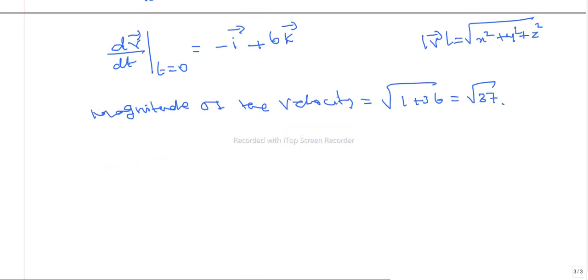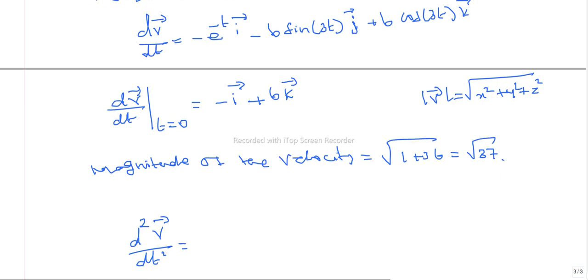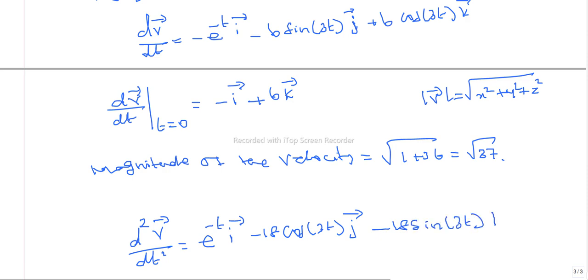Next, we have to find the acceleration. Acceleration is nothing but you have to differentiate again. So that is d square r vector by dt square. Already we know what this is, so again you have to differentiate. Therefore, minus minus plus, e power minus t into i vector. And then the derivative of sine is cos, so 18 cos 3t into j vector. And then the derivative of cos is minus sine, therefore minus 18 sin 3t into k vector. So this is the acceleration at any time t.